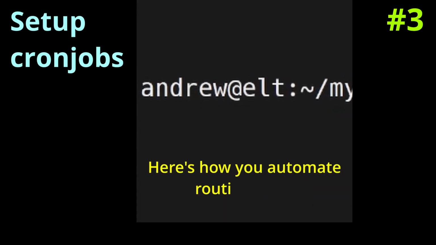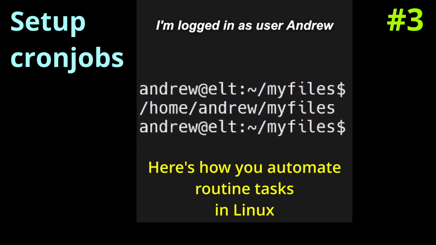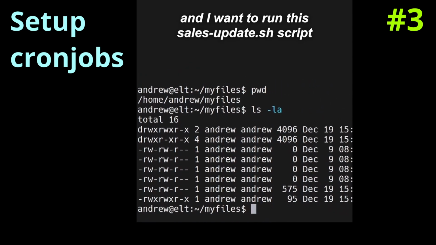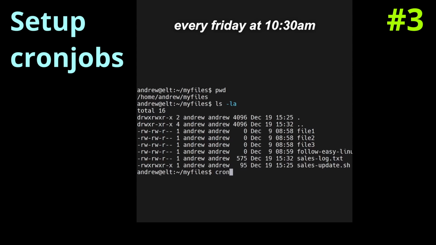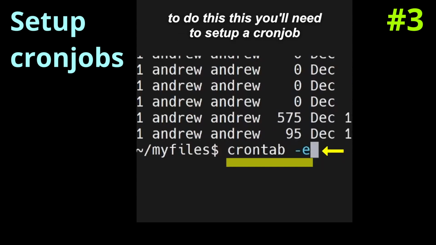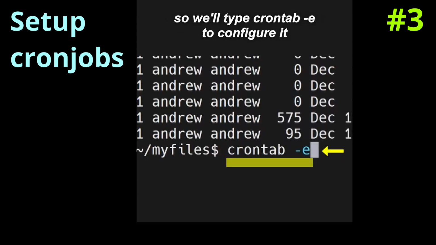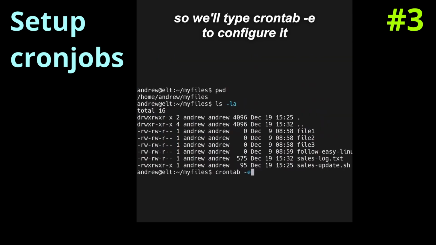Here's how you automate routine tasks in Linux. I'm logged in as user Andrew and I want to run this sales update script every Friday at 10:30 a.m. To do this, you'll need to set up a cron job, so we'll type crontab -e to configure it.